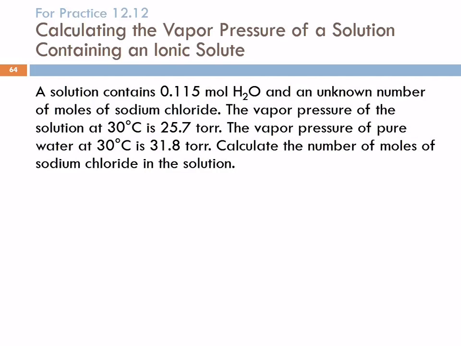Okay, so calculate the vapor pressure of a solution containing an ionic solute. So the solution contains 0.115 moles of water and an unknown number of moles of sodium chloride. The vapor pressure of the solution at 30 degrees is 25.7 torr. The vapor pressure of pure water at that temperature is 31.8 torr. Calculate the number of moles of sodium chloride in the solution. So this isn't calculating the vapor pressure lowering, this is calculating the number of moles of solute from the vapor pressure difference.